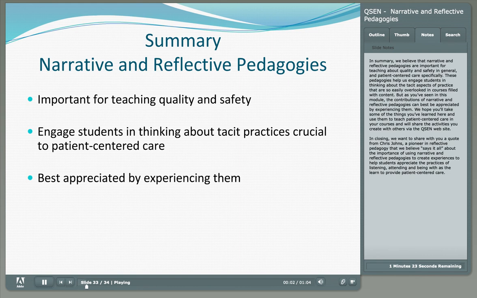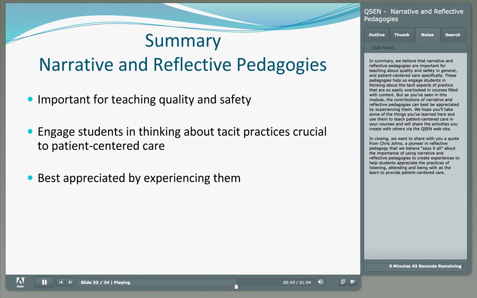In summary, we believe that narrative and reflective pedagogies are important for teaching about quality and safety in general, and patient-centered care specifically. These pedagogies help us engage students in thinking about the tacit aspects of practice that are so easily overlooked in courses filled with content. We hope you'll use them to teach patient-centered care in your courses, and that you'll share some of the activities you create with others via the QSEN website.